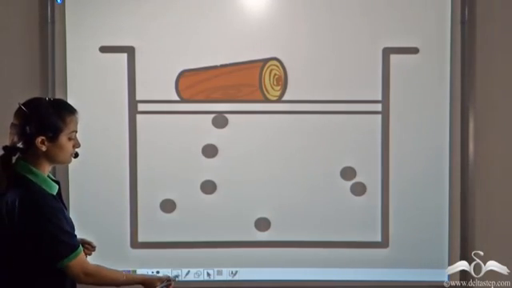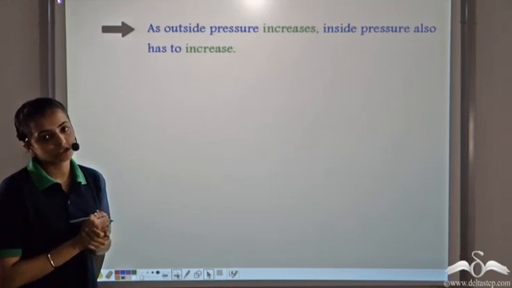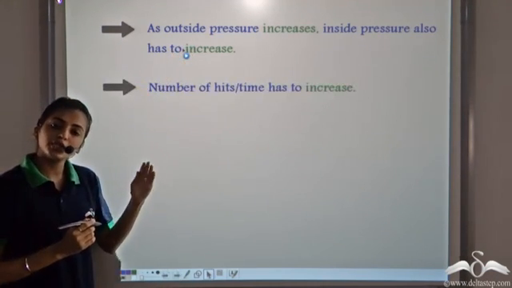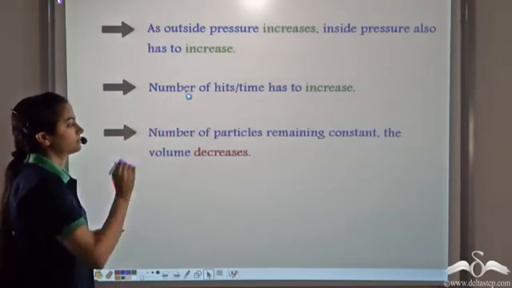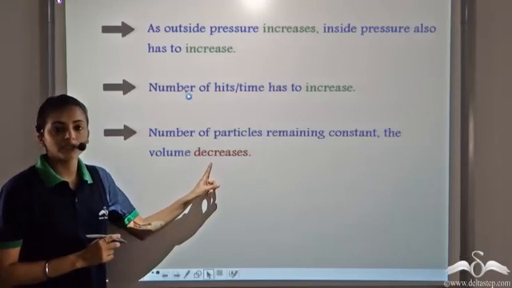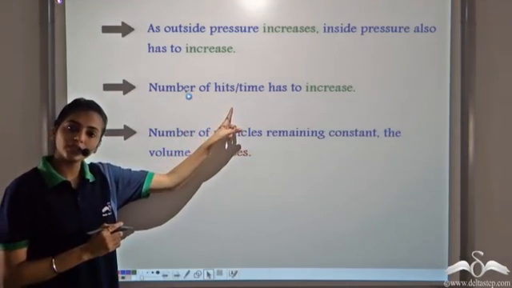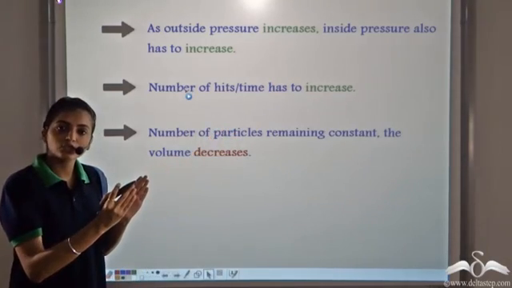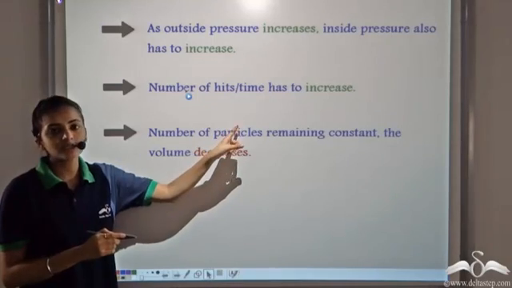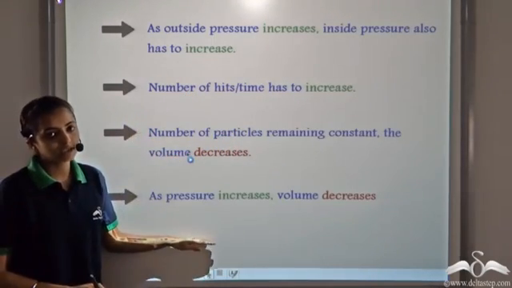Let's recall. As the outside pressure increases, the inside pressure has to increase. This means the number of hits per unit time has to increase. And since the number of particles remains constant, the volume decreases. This means that since the number of hits has to increase, if the particles have lesser space to travel, they will collide with the walls more. So the number of hits per unit time will increase as the volume decreases. So as pressure increases, volume decreases.